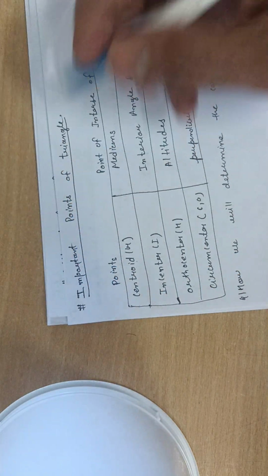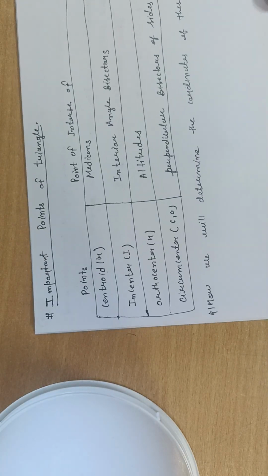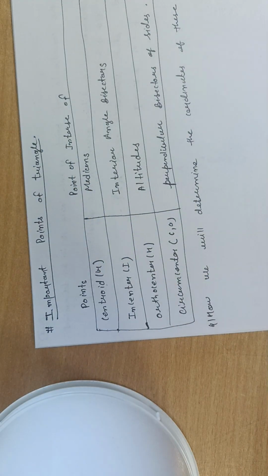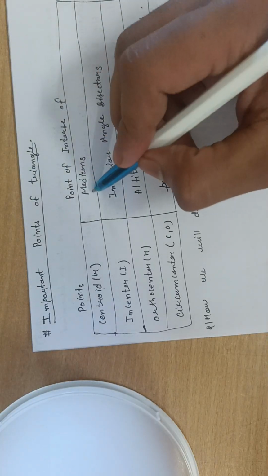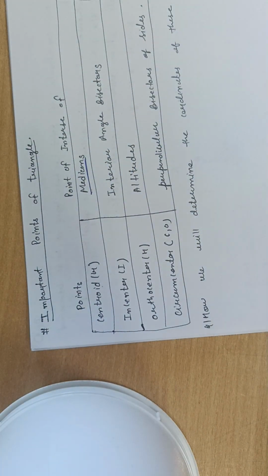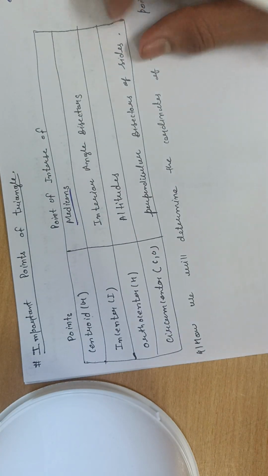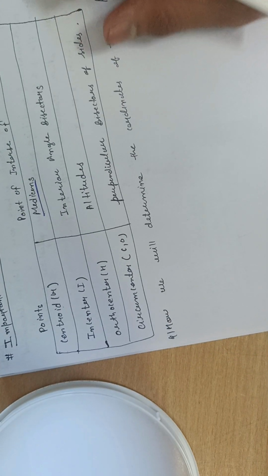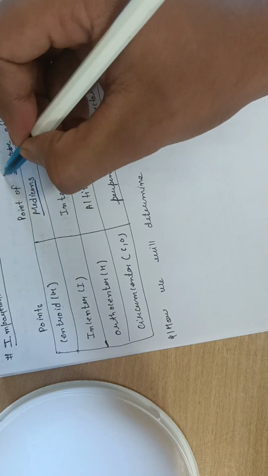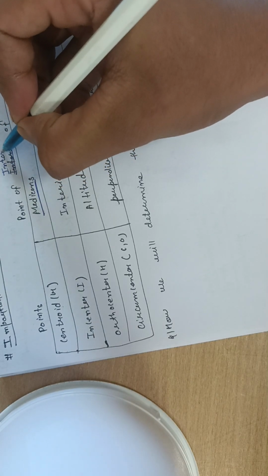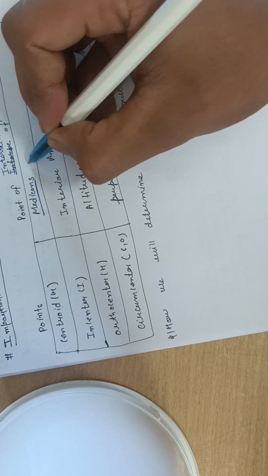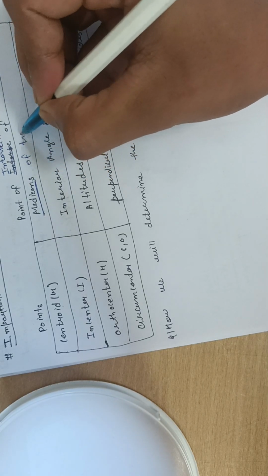Now we are going to discuss today some important points of a triangle. First of all, the first point is the centroid. How can we define the centroid? हम लोग centroid को define कैसे करते हैं? The centroid is basically the point of intersection of medians of a triangle.